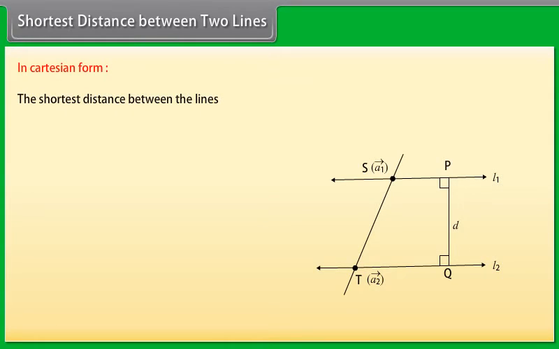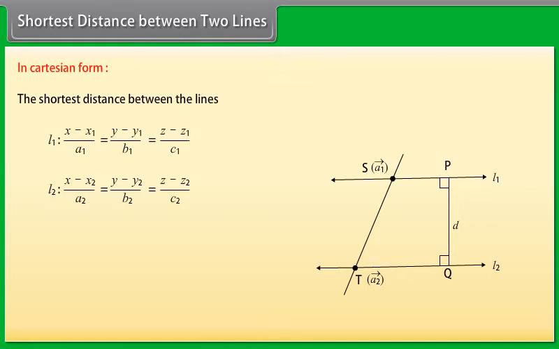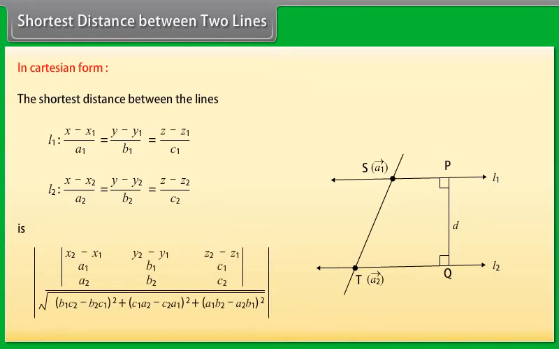In Cartesian form, the shortest distance between the lines L1: x minus x1 by a1 equals y minus y1 by b1 equals z minus z1 by c1, and L2: x minus x2 by a2 equals y minus y2 by b2 equals z minus z2 by c2, is modulus of determinant, row-wise: first row x2 minus x1, y2 minus y1, z2 minus z1; second row a1, b1, c1; third row a2, b2, c2; divided by square root of (b1 c2 minus b2 c1) square plus (c1 a2 minus c2 a1) square plus (a1 b2 minus a2 b1) square.